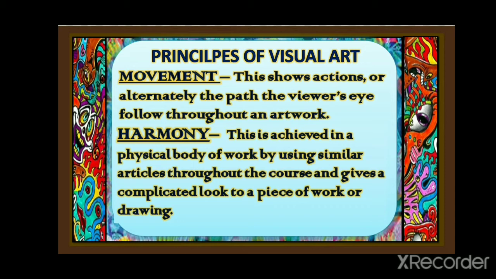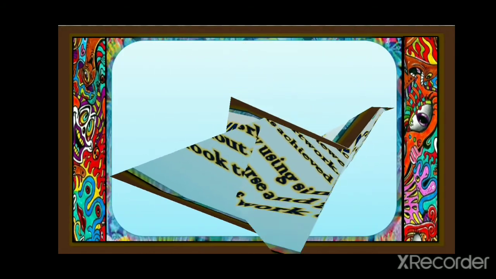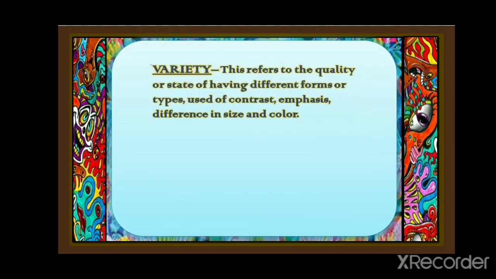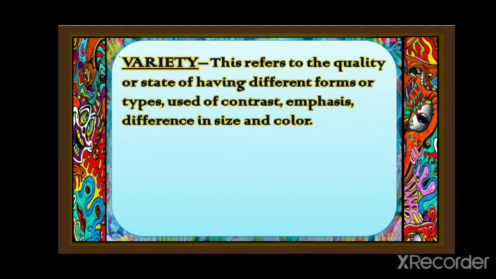This skill of movement can create movement in the visual artwork in harmony. This is achieved in a physical body of work by using similar elements throughout the piece, which gives a unified look to a piece of drawing. Color harmony or color theory is also considered through the application of the design element of color. Next is variety. This refers to the quality or state of having different forms or types used to contrast, emphasizing differences in size and color.